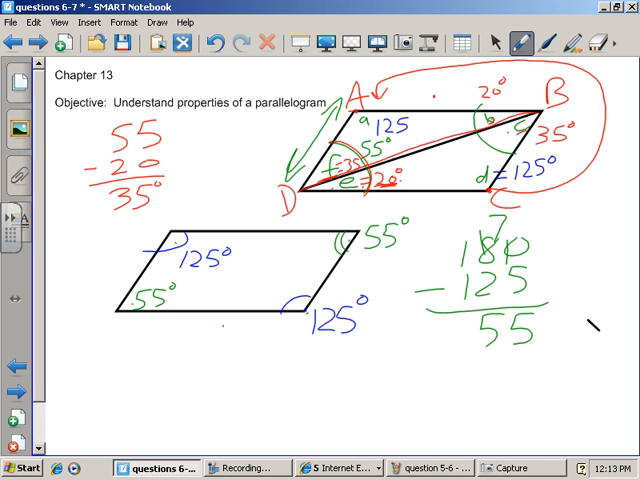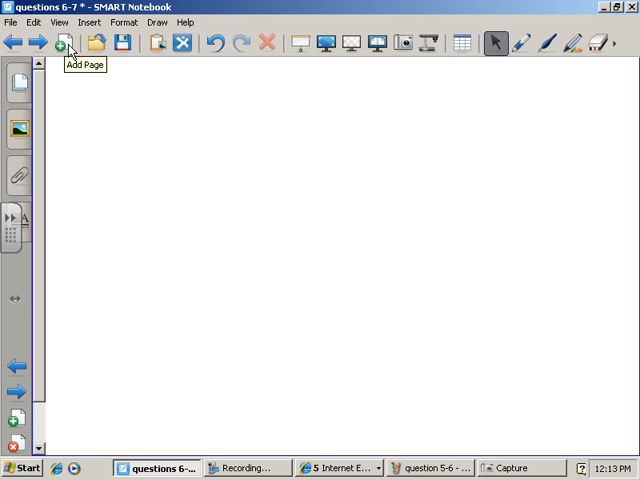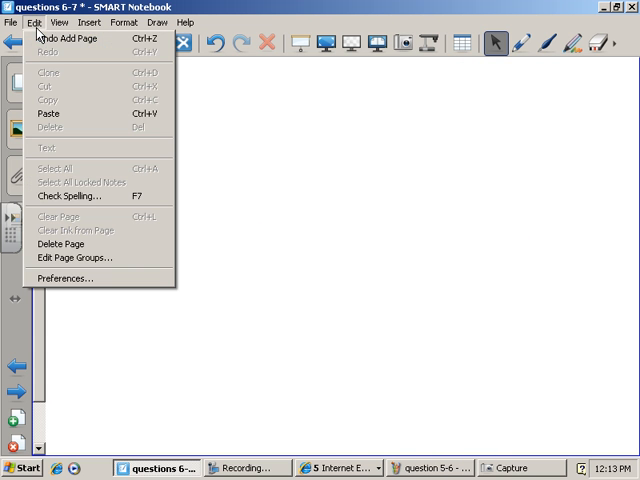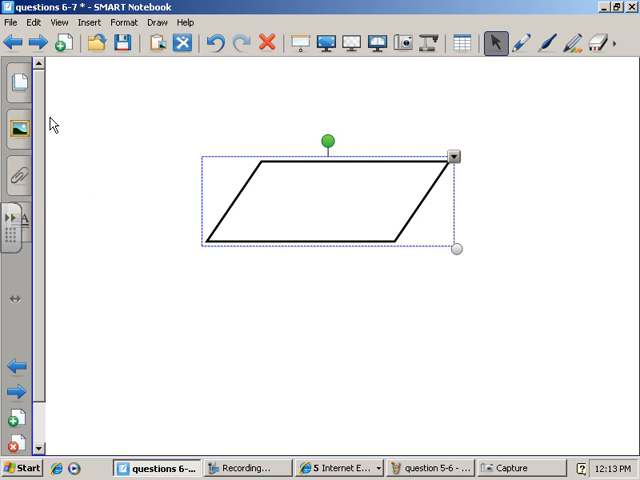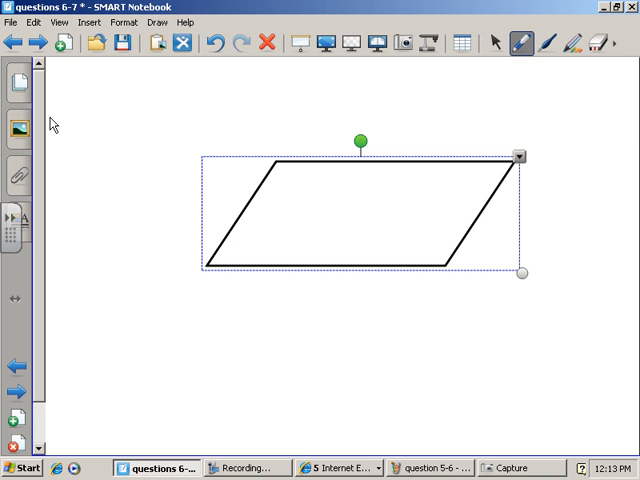That's a lot. We're going to try one more together and see how we do. Let me go back one. Take this one to a new page. Sorry about that. So this time, we'll make ours like this. And I'm going to tell you that this angle here equals 42 degrees.